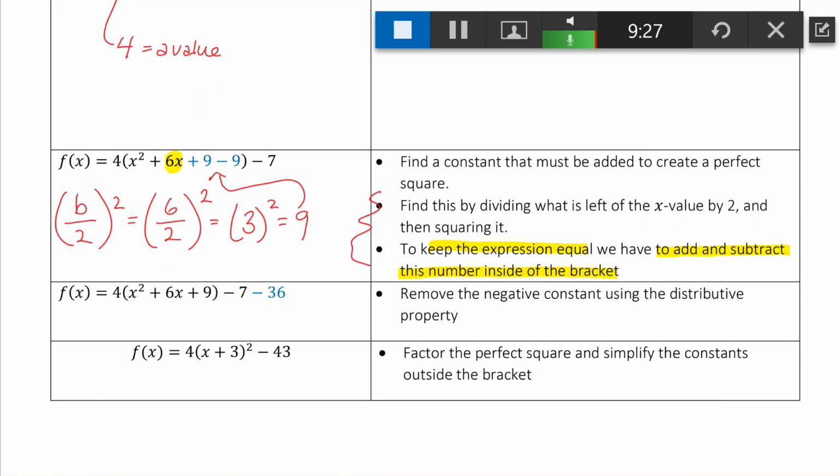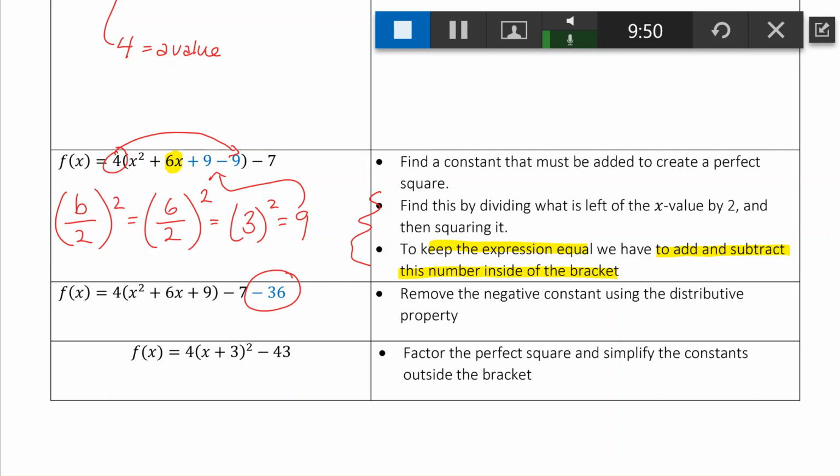Okay, the next one, you're going to remove the negative value, so that negative 9, by using the distributive property. So you would do 4 times negative 9. Distributive property meaning that 4 in front right here, you're going to multiply it by negative 9, and that's how you kind of end up with this negative 36.